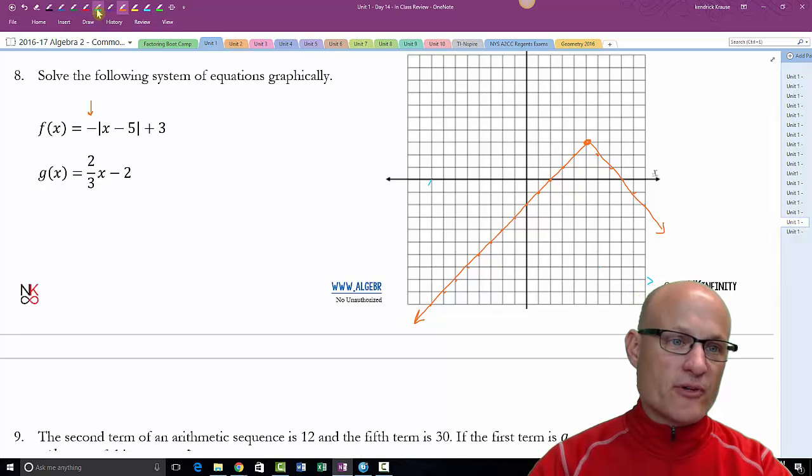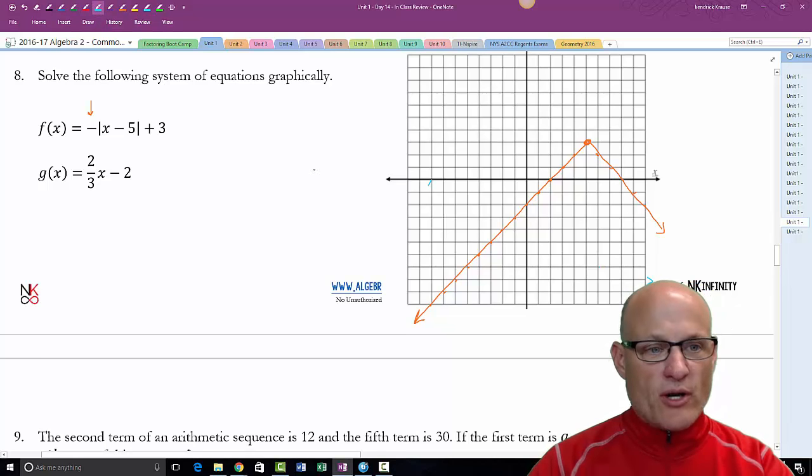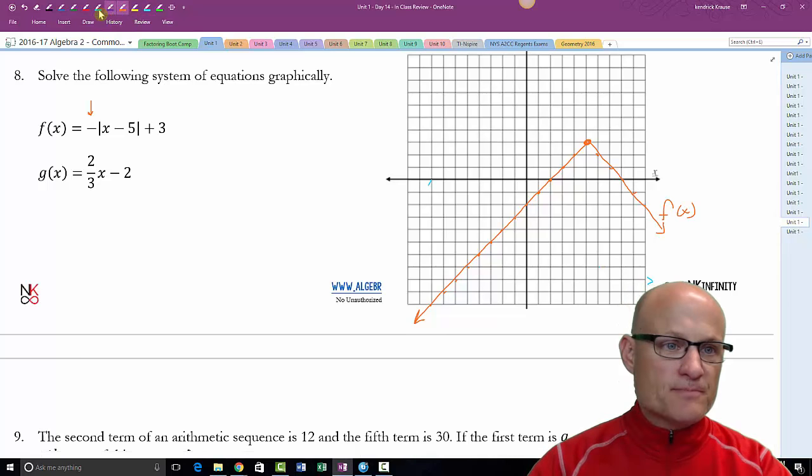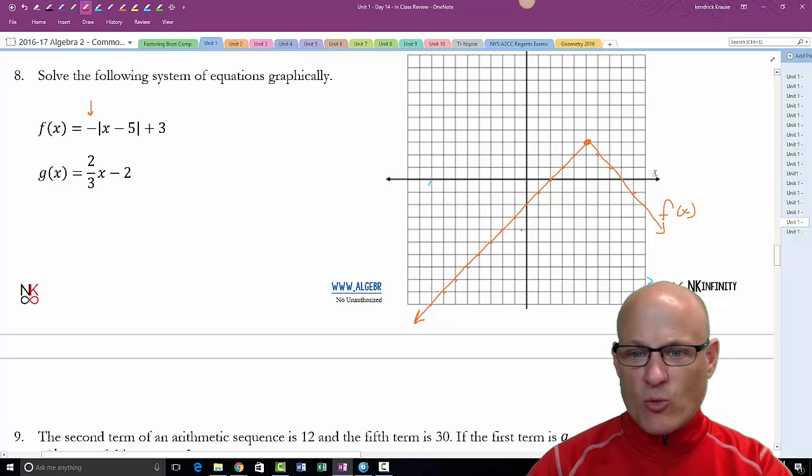All right, let me grab a different color for the other one. And that one we're going to, oh, and I should have called this f of x. Label, learn to label. And this one will be g of x. It's got a y-intercept of -2. And we're going up 2 over 3. Up 2, 1, 2, 3. Down 2, 1, 2, 3. So when I graph that one, it looks like this.